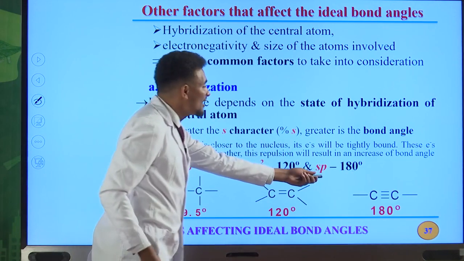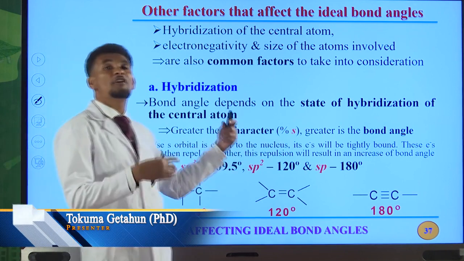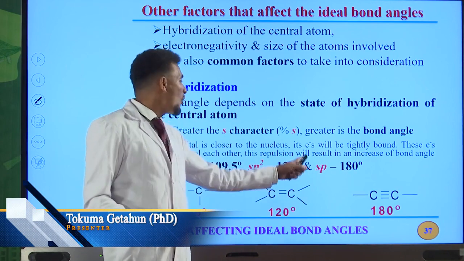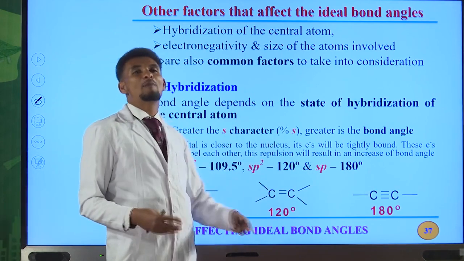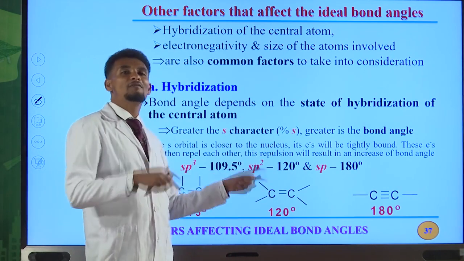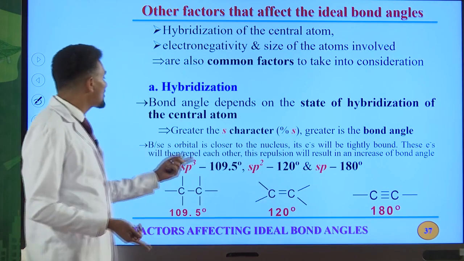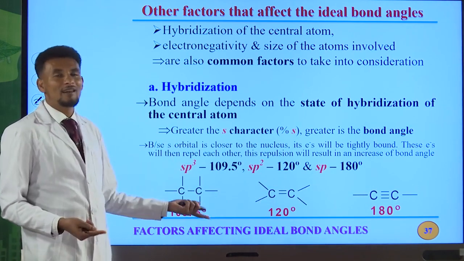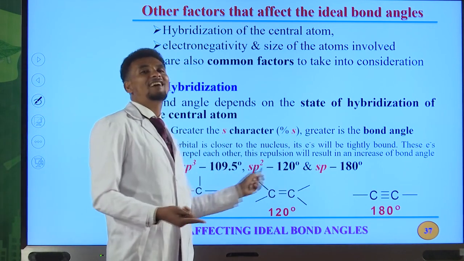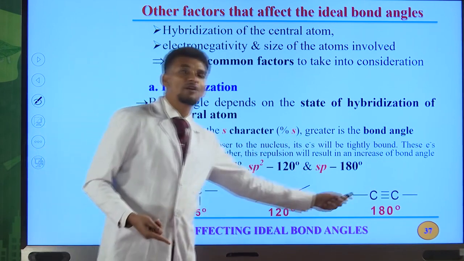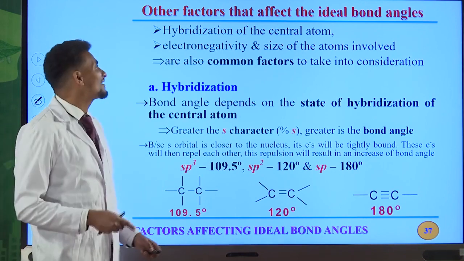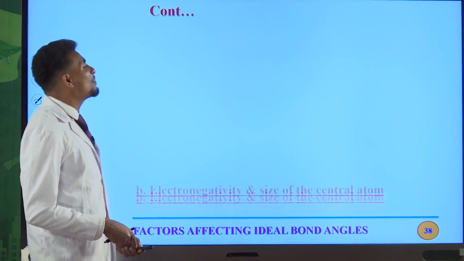Percentage of s for this sp hybridized atom is 50%. Why? Because we have one s and one p orbital. So 1 divided by 2 times 100, 100 divided by 2 is 50%. But in this case, 1 divided by 3 times 100, 100 divided by 3 is 33.3. In this case, 1 divided by 4 times 100, that is 25. 25, 33.3, and this one is 50. s character increases, bond angle also increases. They are directly proportional. So the state of hybridization of the central atom also affects the ideal bond angle.